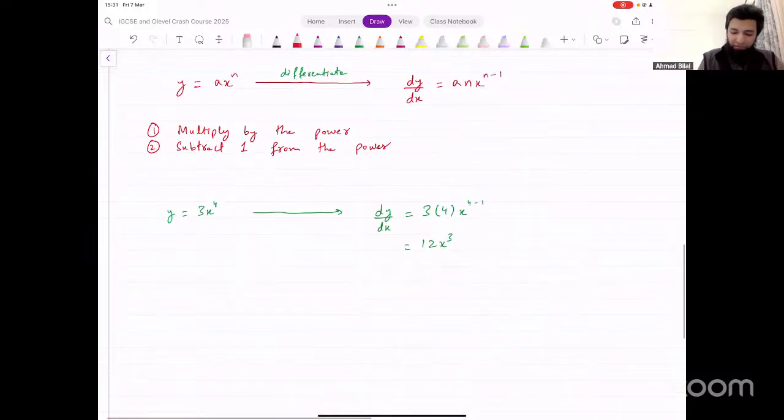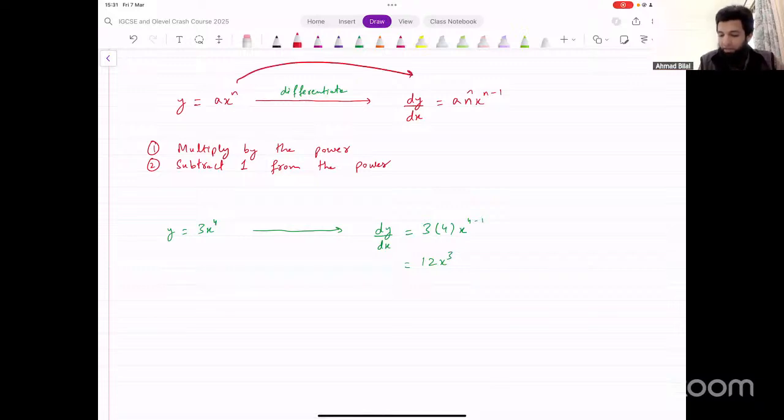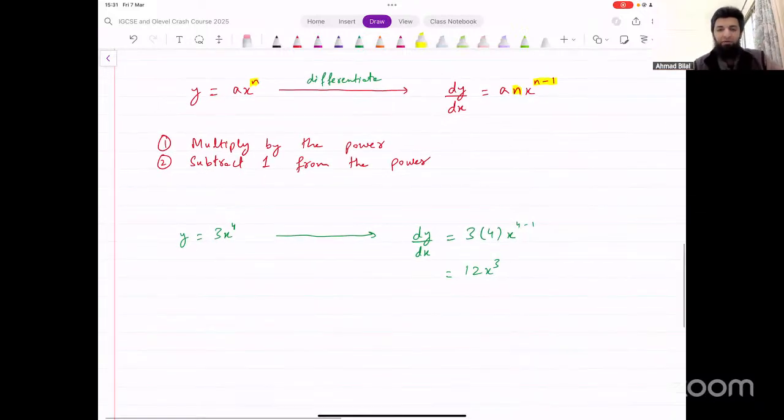So if the function is of this form, ax raised to power n, all you have to do is multiply by the power. You multiply by this power here, and then you just subtract 1 from the power. If the power was n earlier, now it becomes n minus 1. These are 2 things that you have to do to differentiate any function, to find the derivative of any function.